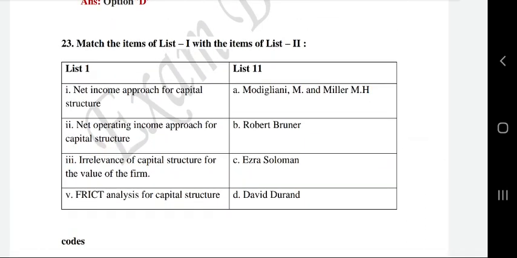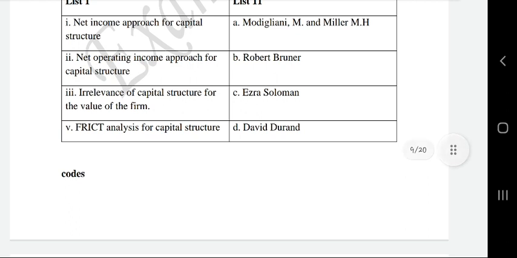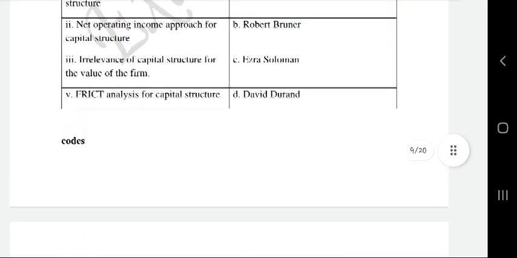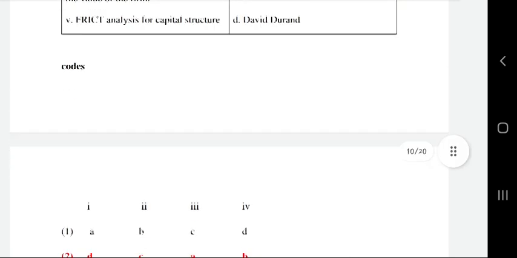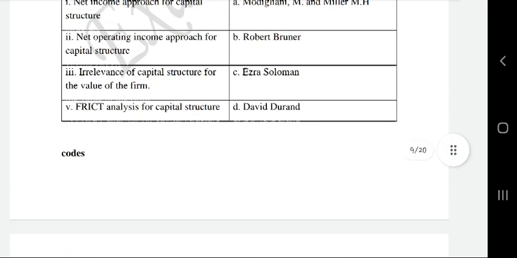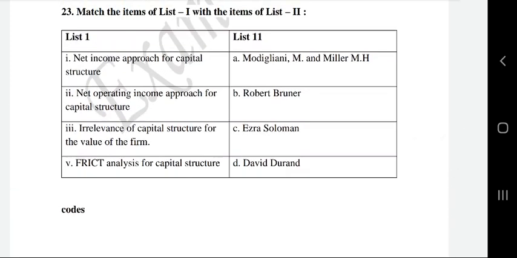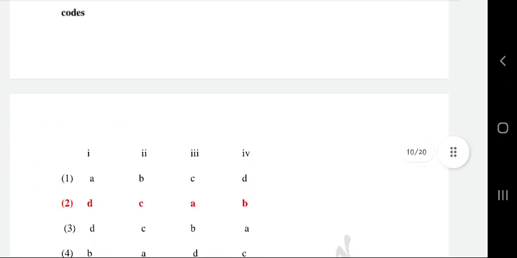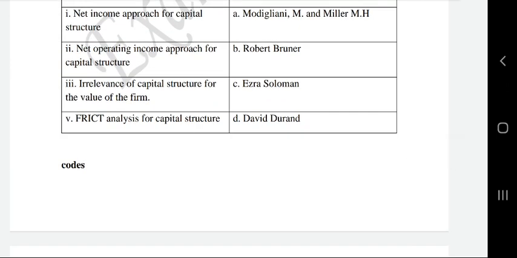D first, David Durant, net income approach for capital structure. Then C, net operating income approach for capital structure, that is Ezra Solomon. Then next option A, irrelevance of capital structure for the value of the firm, Modigliani and Miller. Then next B. B is the answer, Robert Brenner.